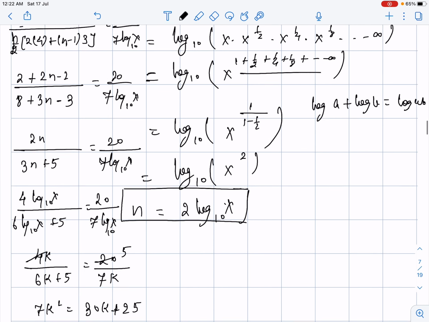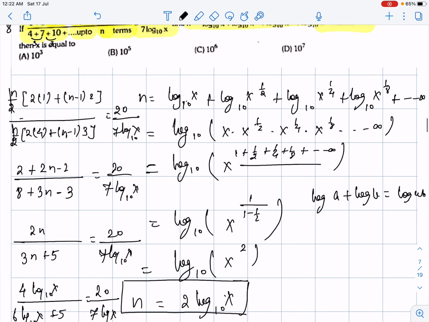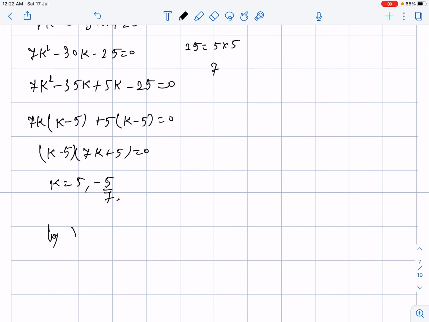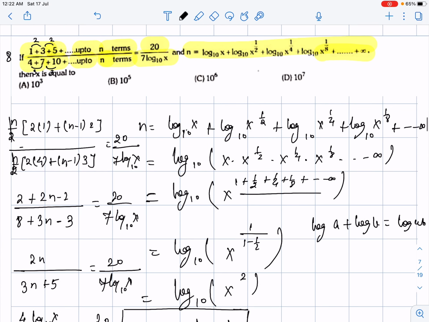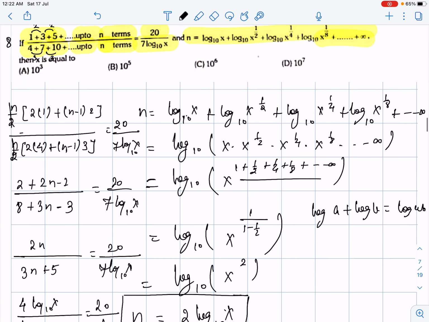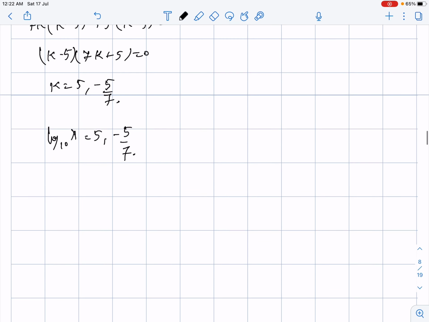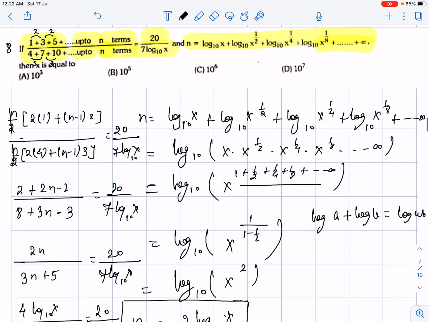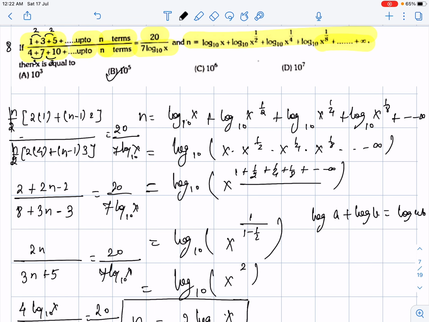Now what do we know about the value of k? The value of k I assumed as log of x base 10. So log of x base 10 either is equal to 5 or is equal to minus 5 by 7. Now what did they ask in the question? The value of x they have asked of us. So my dear students, the value of x will become either 10 to the power 5 or 10 to the power minus 5 by 7. Now let's see if any of the options is satisfied over here. We have 10 to the power 5, so we may write the answer as 10 to the power 5.